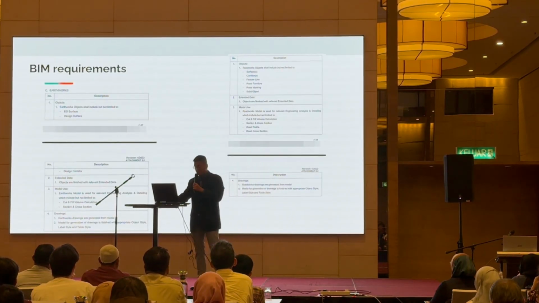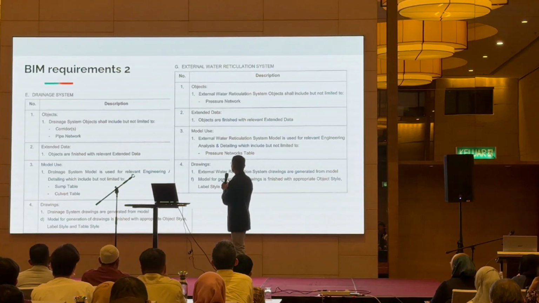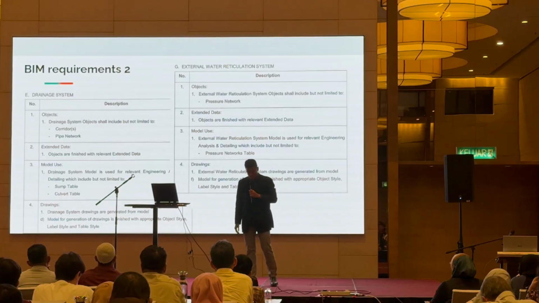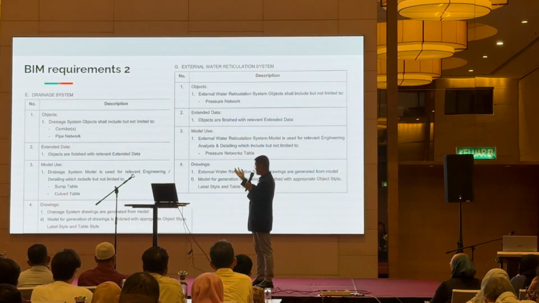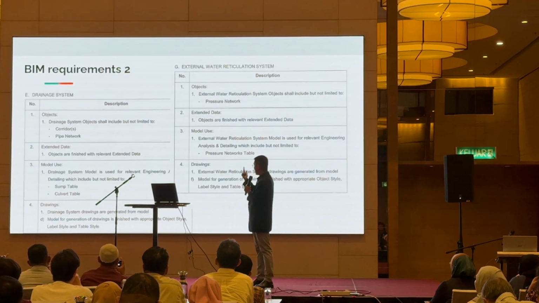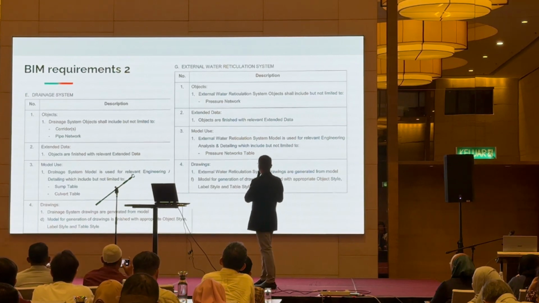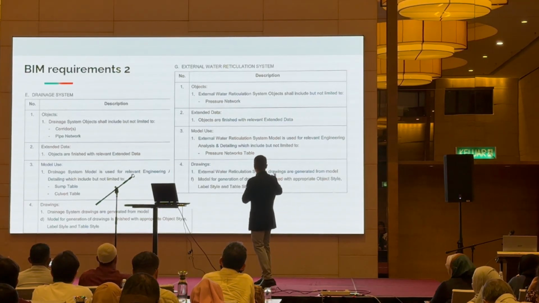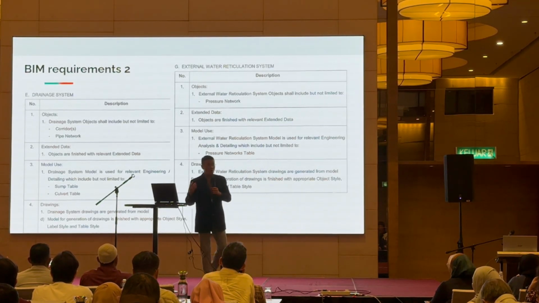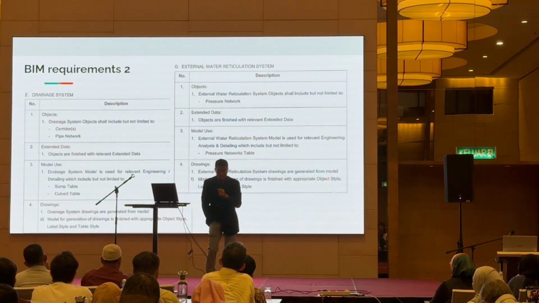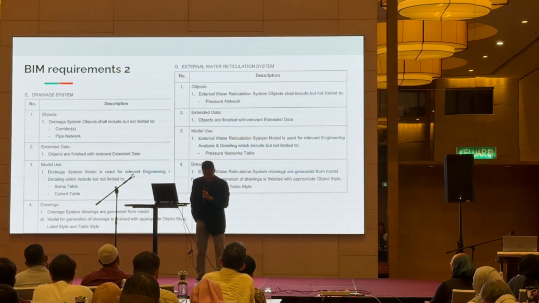Similarly, for drainage and water reticulation, or what we call gravity networks and pressure networks, you also need to submit all these things in the DWG file. Corridor, pipe networks, structure tables, cover tables, and of course again object styles, label styles, and table styles. And then you have these pressure networks, network tables, and of course the object styles, label styles, and table styles, all these things. Now, all these are actually Civil 3D terminology.